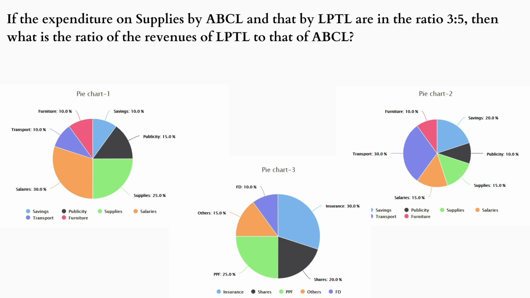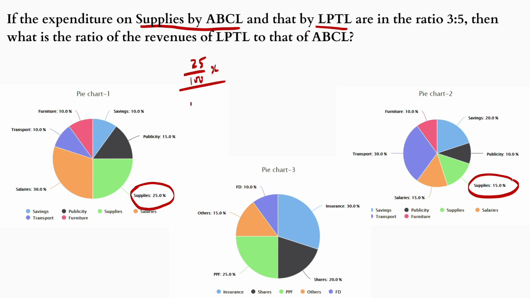So if the expenditure of supplies by ABCL and that by LPTL are in the ratio 3:5, then what is the ratio of revenues of LPTL to that of ABCL? So supplies by ABCL that of LPTL. Now where is that supplies? Supplies percentage of ABCL is 25% and supplies percentage of LPTL is 15%. So 25 by 100 of X, where we are assuming the revenue of company A as X and revenue of company B as Y. So 25% of X by 15% of Y is equal to the ratio here, 3:5. So 3 by 5. So cancel, and the X by Y ratio will be 3 by 5 into 15 by 25.